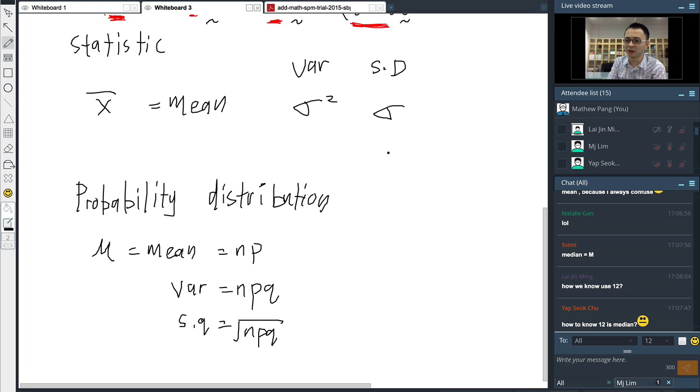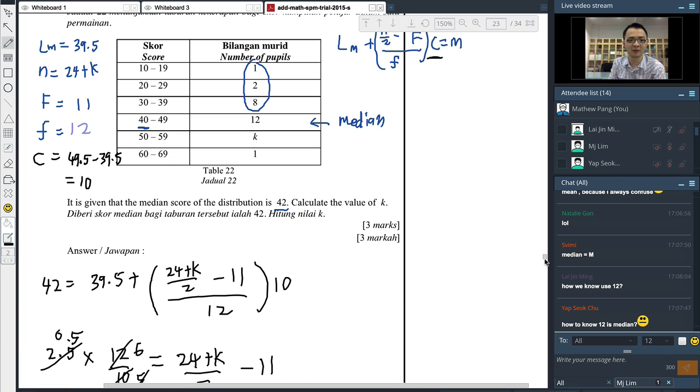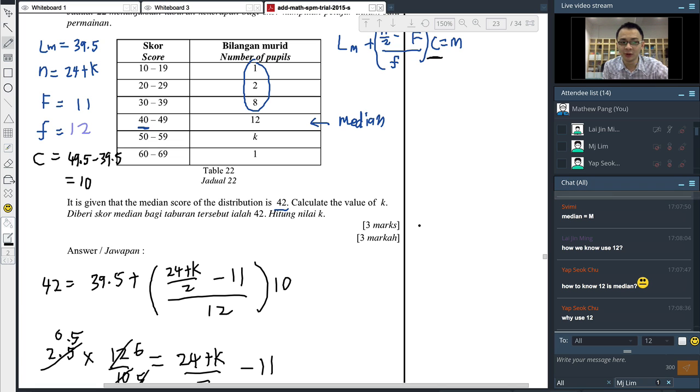How to know 12 is the median? How to know 12? We don't have the 12 over here. Yeah, for Shokju, do you mind explaining your question? I don't get how we know to use 12. For which part? You mean the frequency?